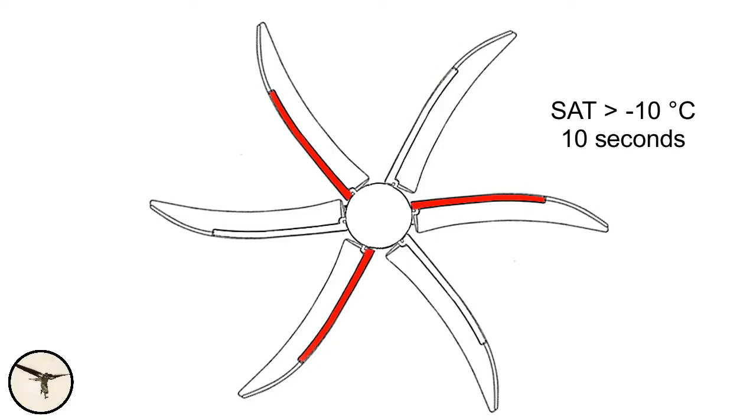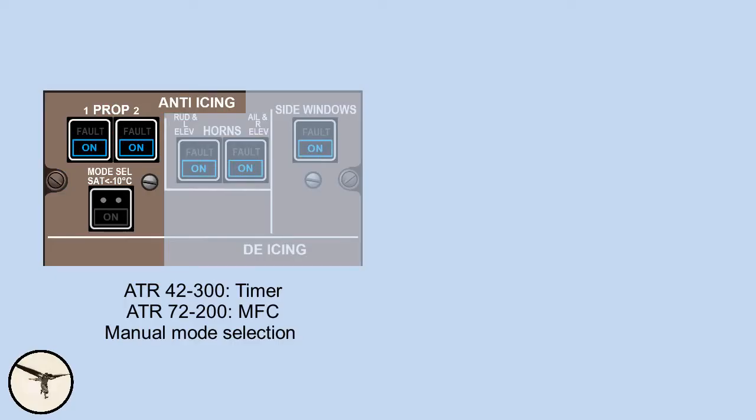When SAT, static air temperature, is between 0 and -10, the propeller blades are heated for 10 seconds at a time. When SAT is below -10 degrees, the propeller blades are heated for 20 seconds. ATR calls this high power cycle, but it's only the time that is increased. ATR variants with 4-bladed propellers have manual switching. When propeller anti-ice is active and SAT drops below -10 degrees, you activate the 20-second cycle by pressing this button.